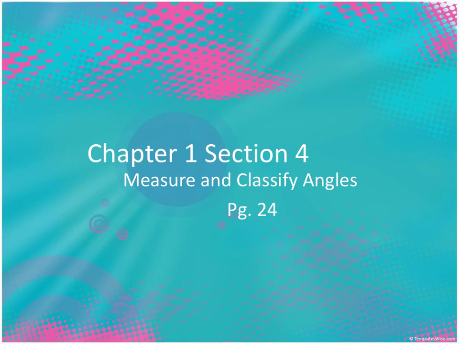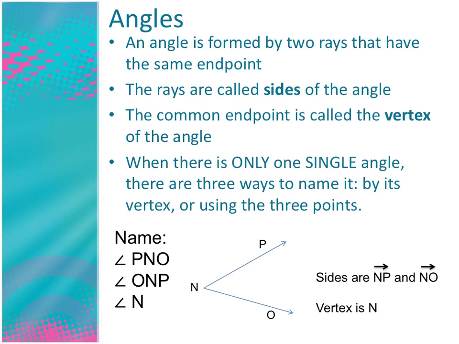All right, so chapter 1, section 4 is measuring and classifying angles. So we're going to learn what an angle is, how to name it, how to find the measure of it, all sorts of stuff like that. So we start with the definition. An angle is formed by two rays that have the same endpoint. The rays are the sides of the angle. And the common endpoint is called the vertex.